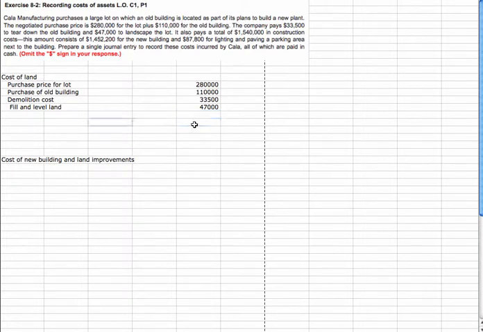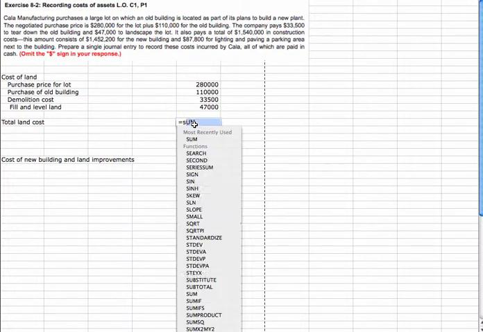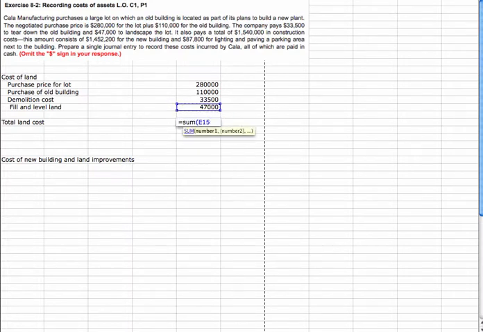So my total land cost is the $280,000 plus the $110,000 plus the $33,500 plus the $47,000. So our total land cost comes up to $470,500. The other additional costs are the cost of building a new building.